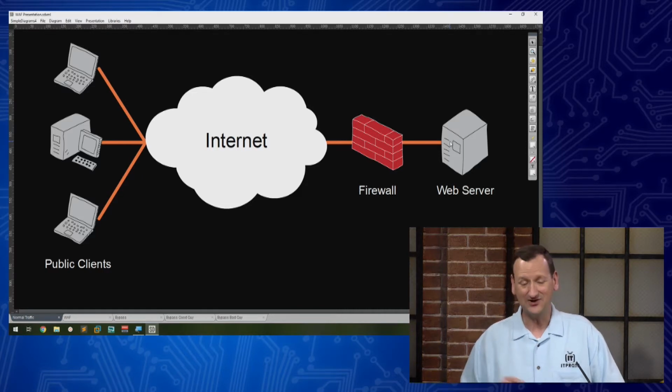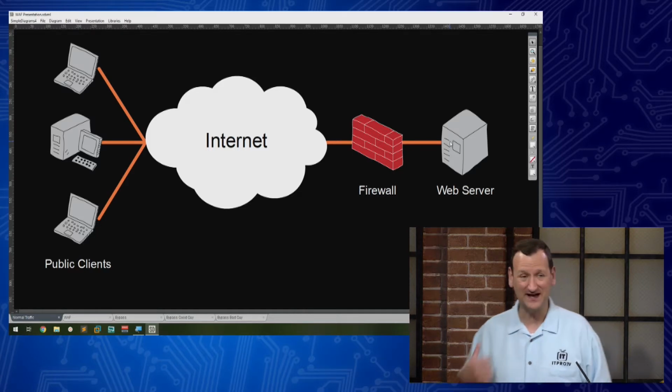So if an attacker is going to attack your server and they do it on port 80 or they do it on port 443, what's your firewall going to do? The answer? It's going to say, hey, this is allowed, and allow it to pass right through.